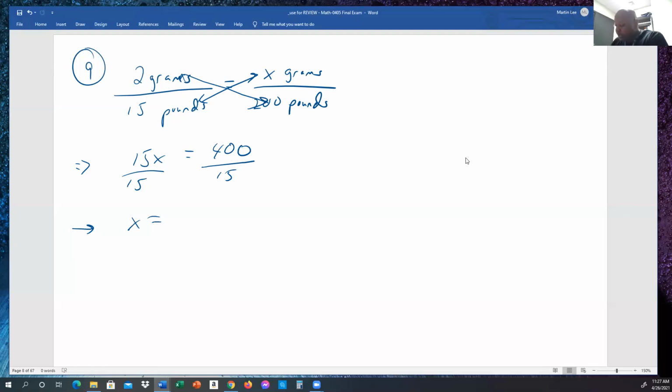So I was getting ready to start dividing. I had to go back and look at what they wanted me to do. Okay, write your answer as a mixed number. So let's rewrite 400 divided by 15 this way, 400 divided by 15. And this will give us the mixed number that they're asking for.